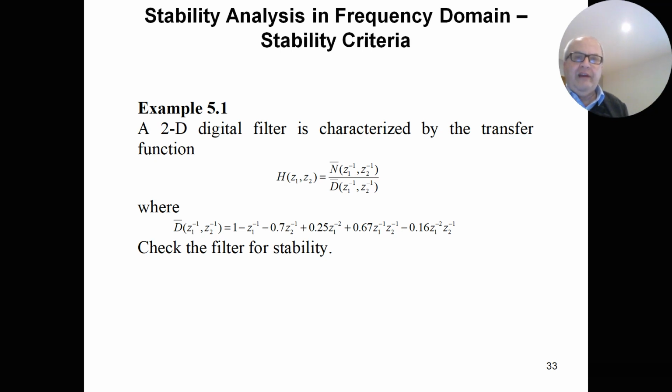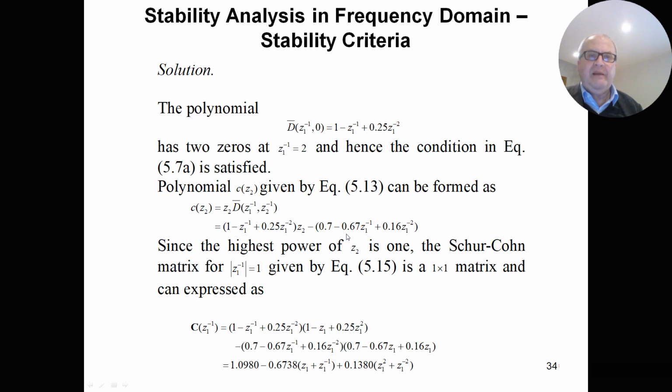And here we have a numerical example, because if you have a nice mathematical theorem, you must always apply it in some numerical examples and see if your algorithm works. So, for example, here we have a two-dimensional digital filter with this transfer function, where D is equal to this, and we must check this filter for stability. Okay, how can we proceed?